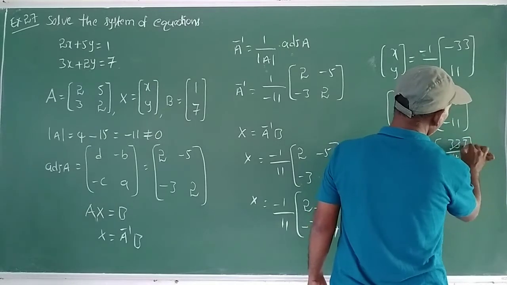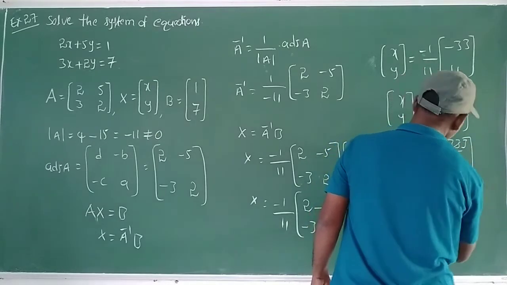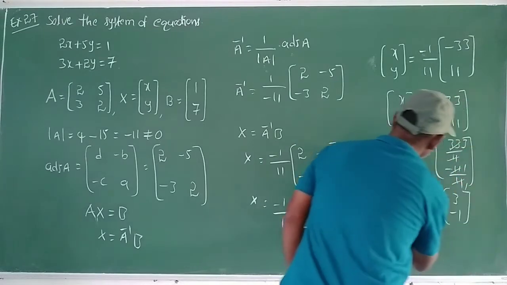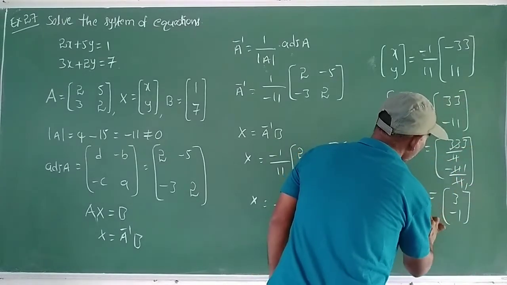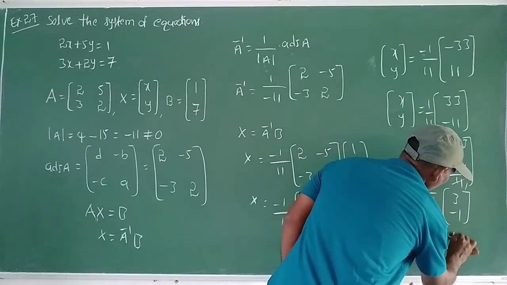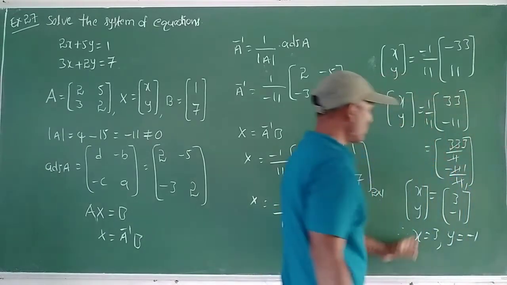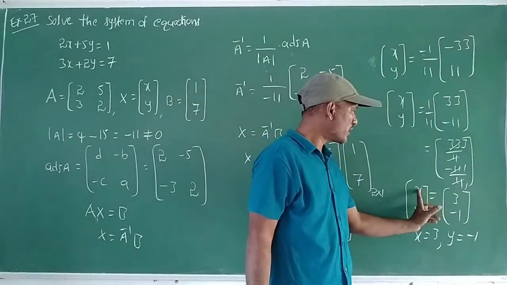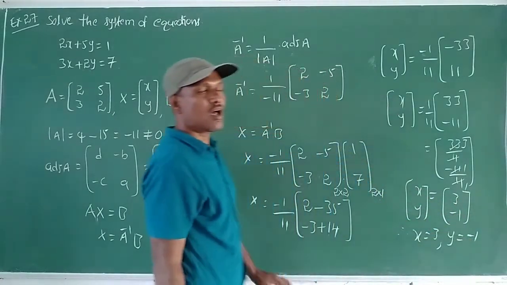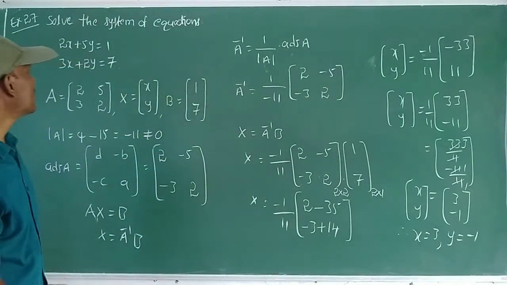11 times 3 is 33, 11 times 1 is 11. That is equal to 3, minus 1. This is small x, small y. So therefore, x equal to 3, y equal to minus 1. Both are equal, no? x equal to 3, y equal to minus 1. Okay, solve the system of equations.